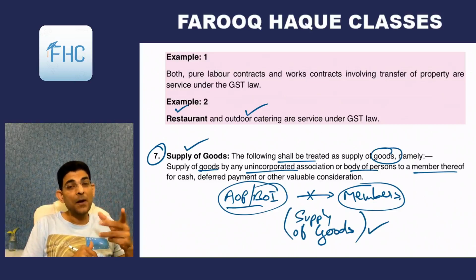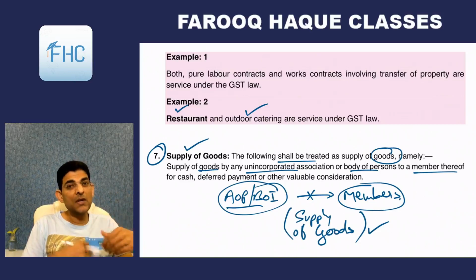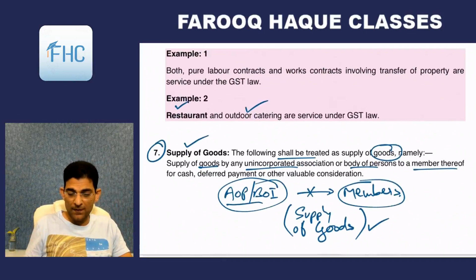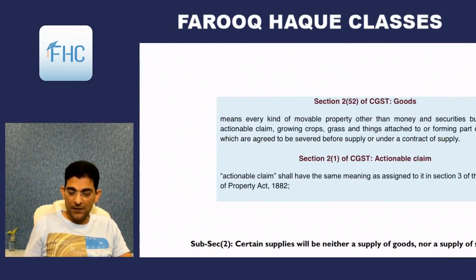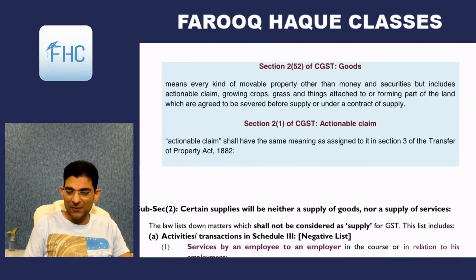Nobody can make income by dealing with oneself. So AOP, consumer cooperatives, are not liable to income tax because they earn income from their members only, and the income is also for the members only. So it is not liable to income tax, but they are liable to GST. Okay. So it's like that. And then the goods and actionable claim is defined, which is of no use. Just leave it.